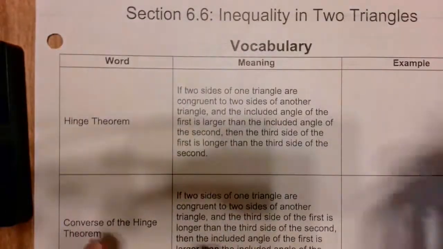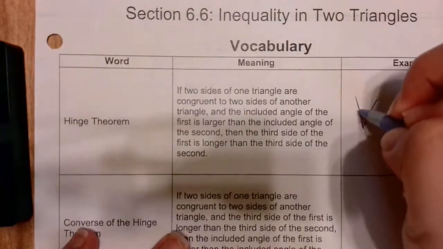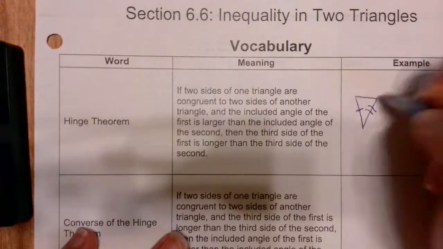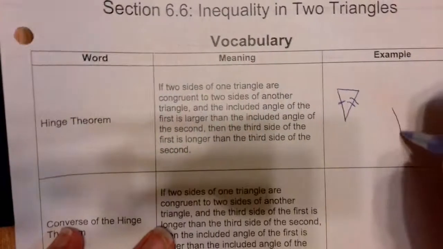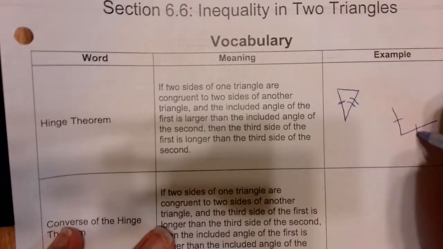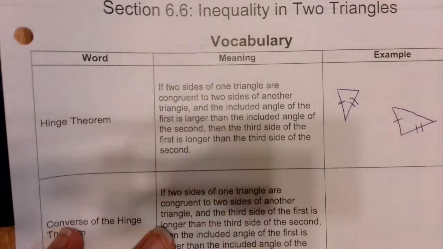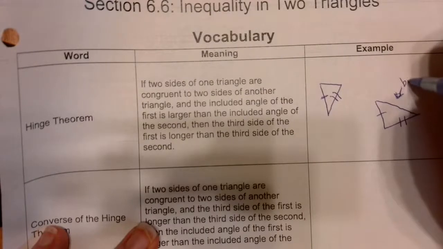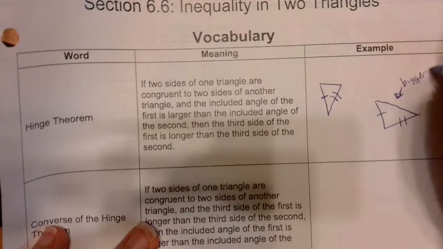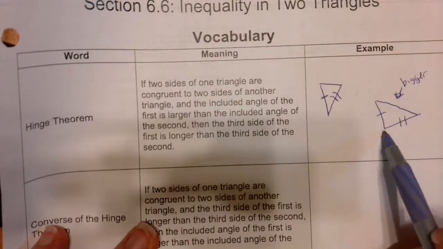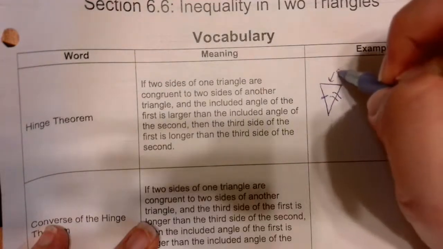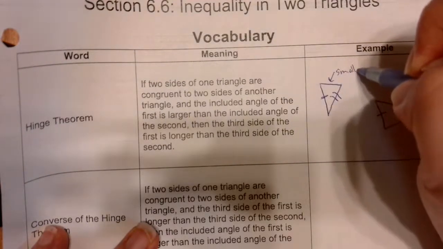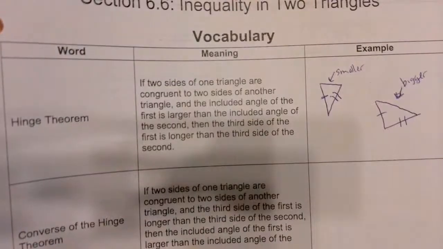So let's actually draw this in picture form best we can. If you have two triangles, maybe that one and this one. This side is going to be bigger because it has a bigger angle, and this side is going to be smaller because it has a smaller angle.